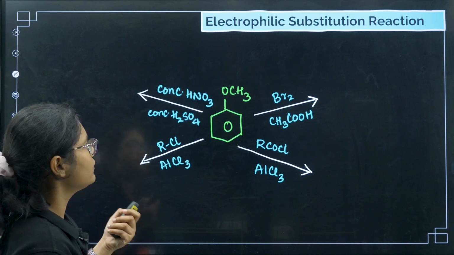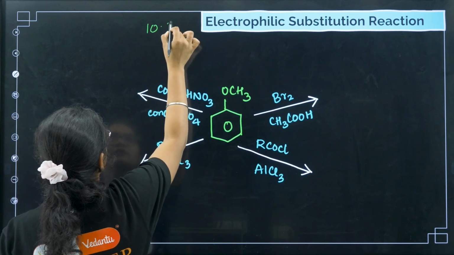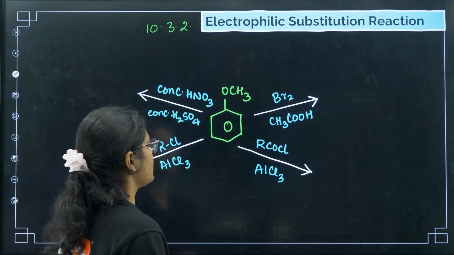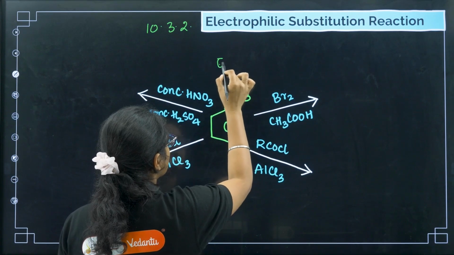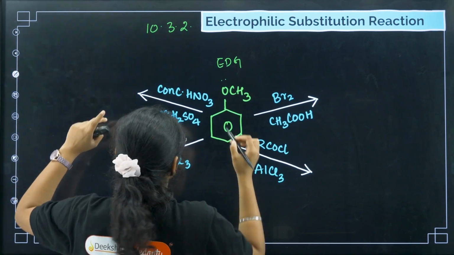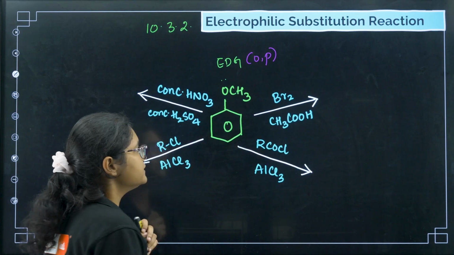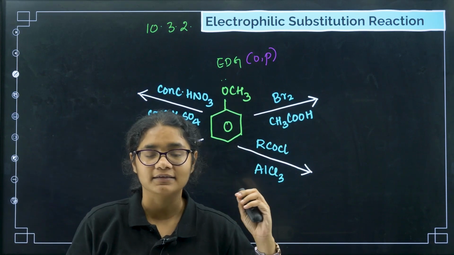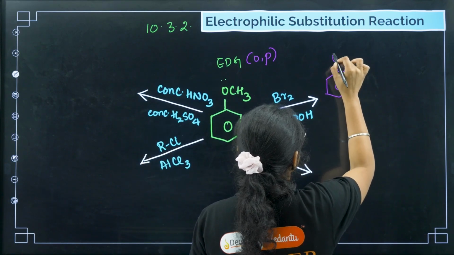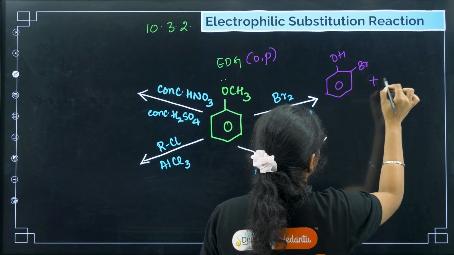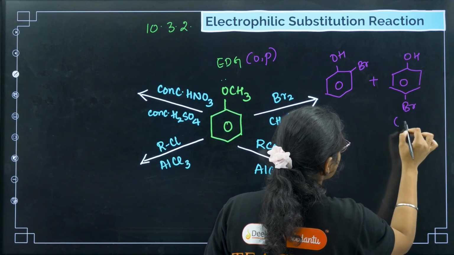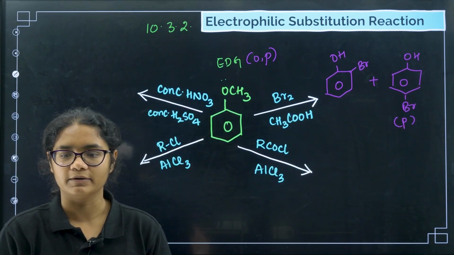Next we will go to the second type of reaction, that is 10.3.2, electrophilic substitution reactions. So first of all, here you have to understand this OCH3 is an electron donating group. Electron donating groups are ortho-para directing, means the electrophiles will be attached at the ortho and para position. So if you take Br2, what will I get? We will get OH, Br at the ortho position plus OH, and Br at the para position. Now remember, para will be the major product here.